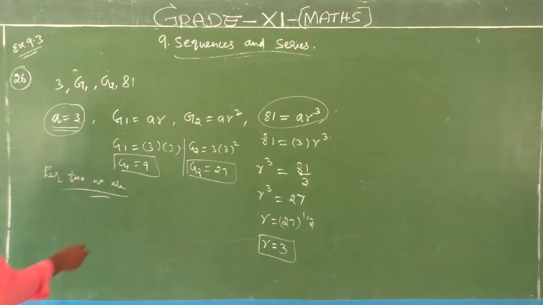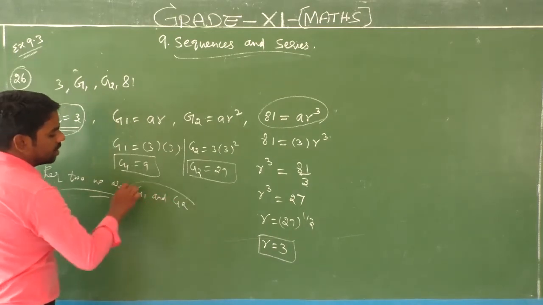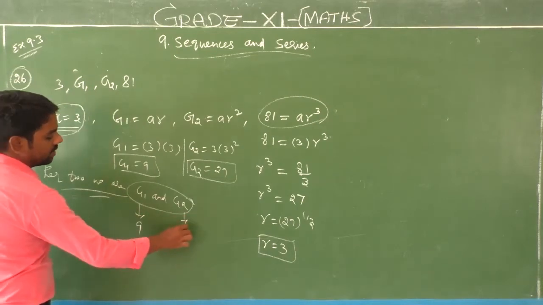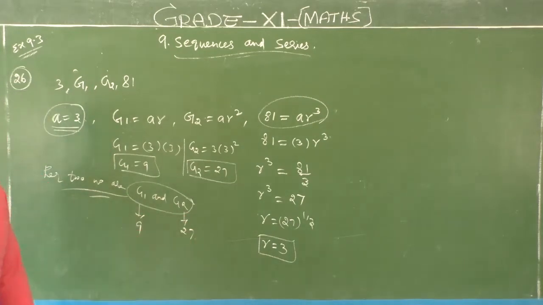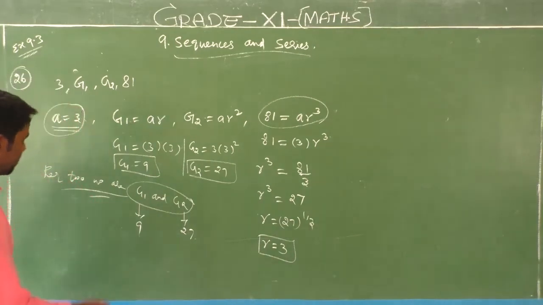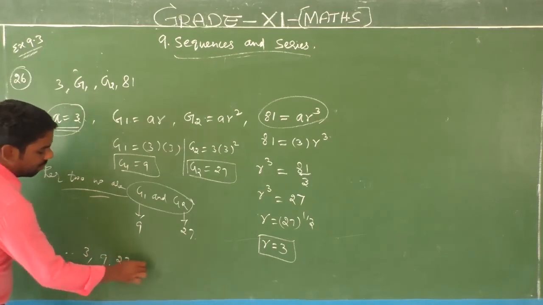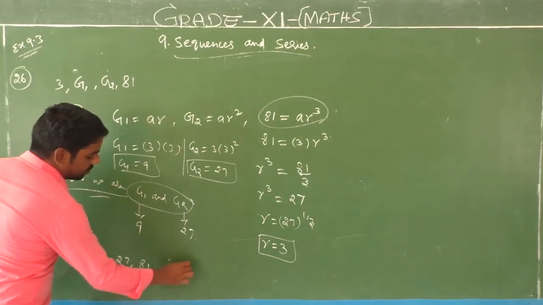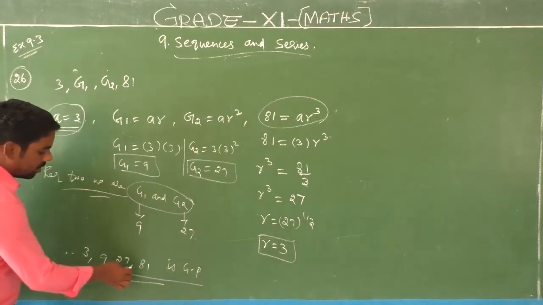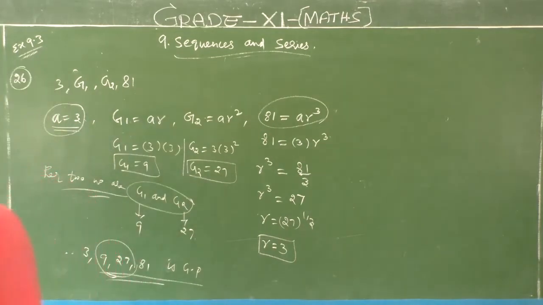Okay. The required numbers are G1 and G2. The G1 value is 9 and the G2 value is 27. Therefore, the required numbers in the given geometric progression are 9 and 27. Therefore, 3, 9, 27, 81 is a GP. This is the answer. We need the two numbers 9 and 27. Okay.